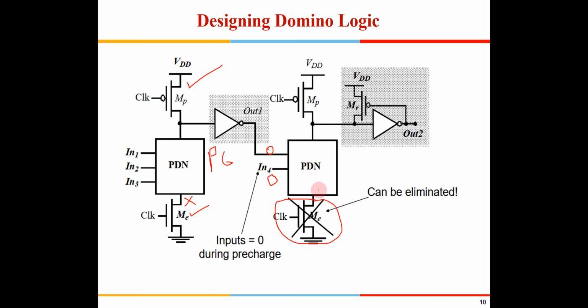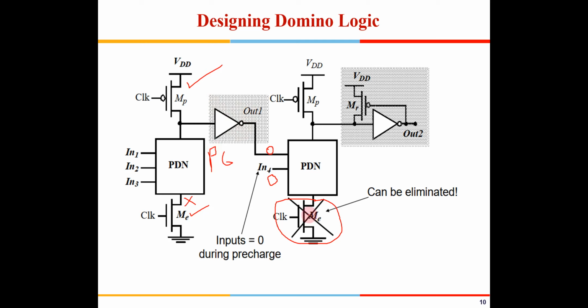Why are we not putting a keeper in the first stage out here? Yeah, you can keep a keeper here also. In this particular circuit, we are just discussing. You can have keeper circuits at each node, not an issue. We can keep a keeper here also, right?